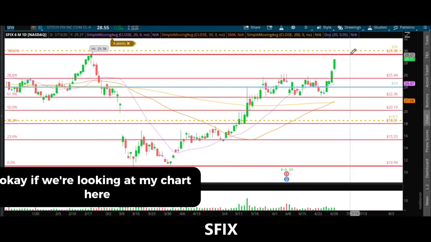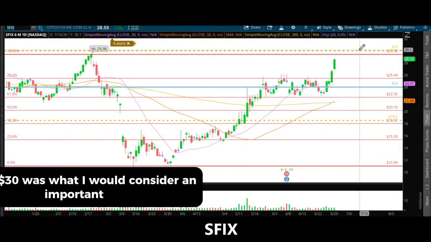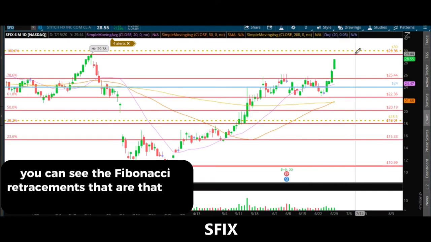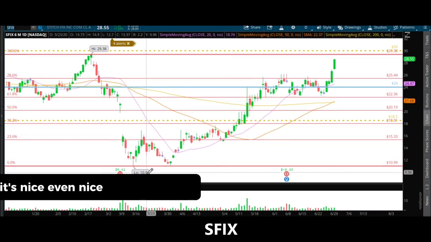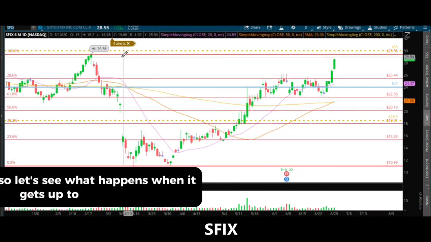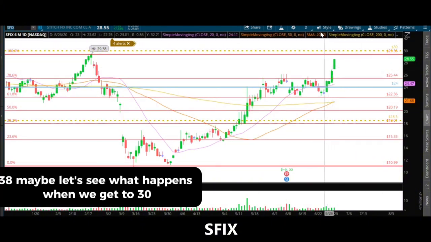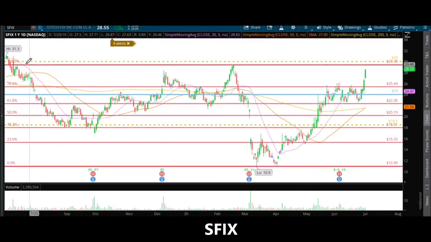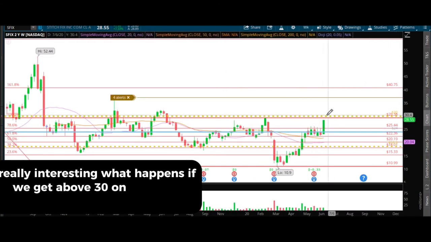Okay, if we're looking at my chart here, the orange dotted dashed line, $30 was what I would consider an important number that was put up there a while back. You can see the Fibonacci retracements that are here. 29.38 is the high. The low is 10.90. It's nice. We have nice symmetry here. This is on a breakaway. So let's see what happens when it gets up to the high here, 29.38. Maybe let's see what happens when we get to 30, and we have to take a look further back to see where this could be headed. Up here at 31.30. Really interesting what happens if we get above 30 on a weekly close.